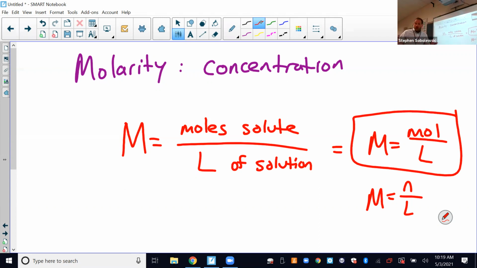Now, if you go into higher levels of chemistry, you'll learn that this isn't the only measure of concentration. There's several others, like percent by mass and molality. So you might have to dive a little deeper than just saying molarity equals moles per liter. But for us, we're only going to be using molarity as our measure of concentrations. It is the most common one. So we can just simplify it to moles per liter. You don't need to say moles of solute per liter of solution. Okay, so molarity equals moles per liter.